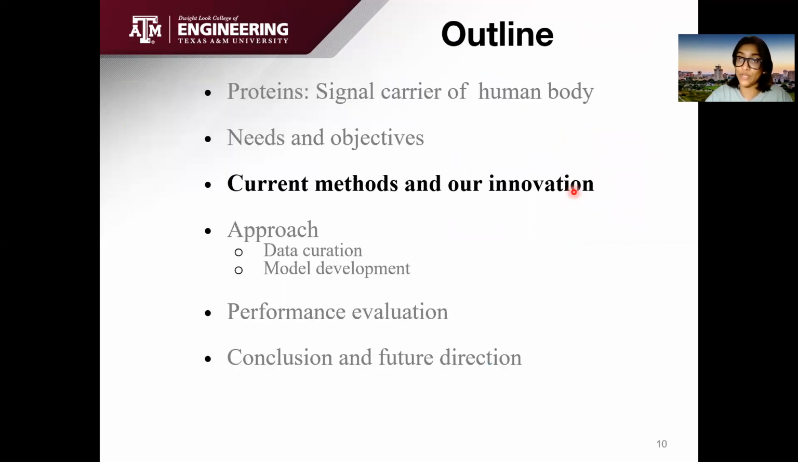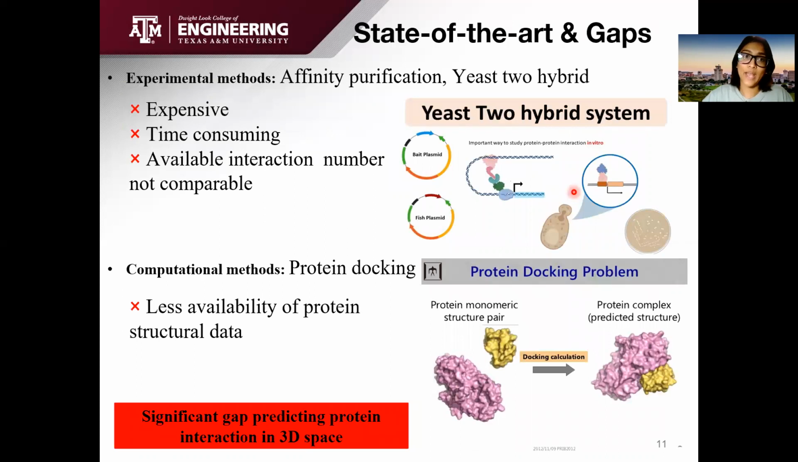Current methods and our innovation. Currently, we have a lot of experimental methods like affinity purification, yeast two-hybrid, and so on. But the problem with the experimental methods is they are very expensive, very time consuming, and given that we have so many protein interactions in our body, we cannot possibly figure out every interaction experimentally.